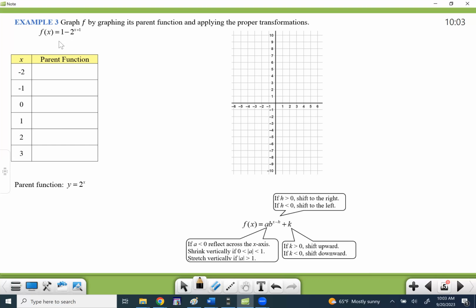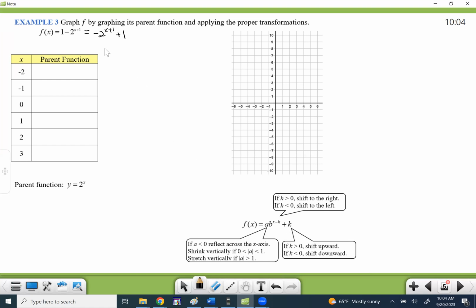It's going to say, okay, well, what's the parent function? So remember, the parent function is when you take away all the transformations. By the way, let me rewrite this in what I think is a better form. So that's me kind of trying to write it like what you see down here in the bottom corner, okay?